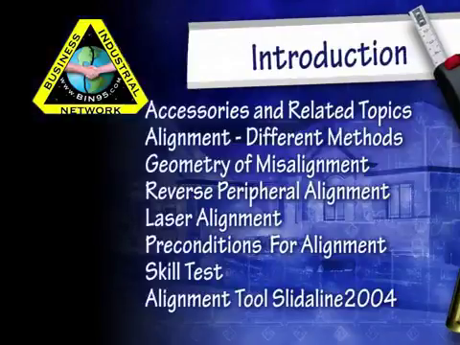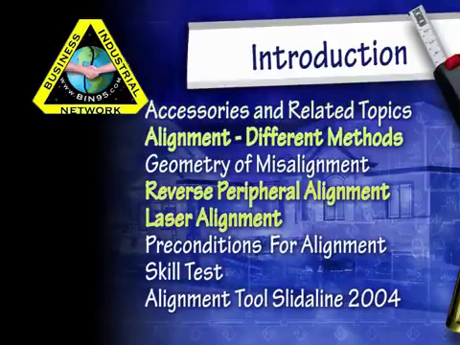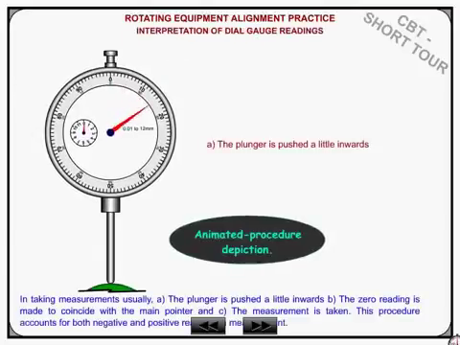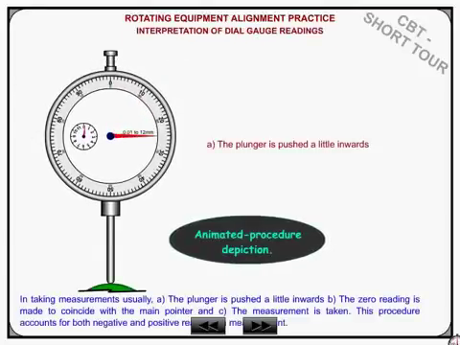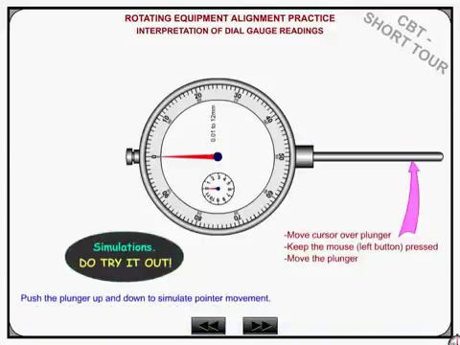In this tour of the CBT Alignment Practice and Alignment Tool, the basics of alignment, accessories involved, and the various methods of alignment practiced in industries will be described. In the full version of this package, there are many animations and diagrams used to help explain various topics. In addition to animations and diagrams, there are several interactive simulations, like the one shown here.